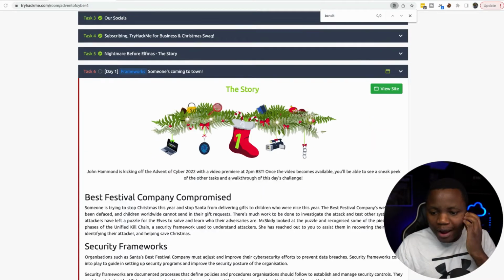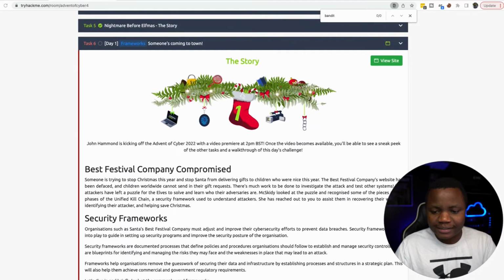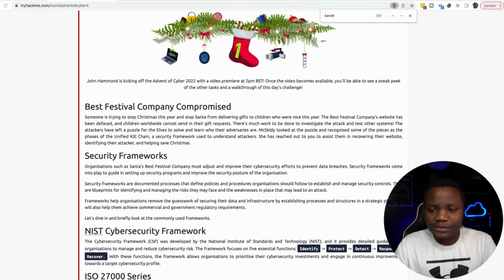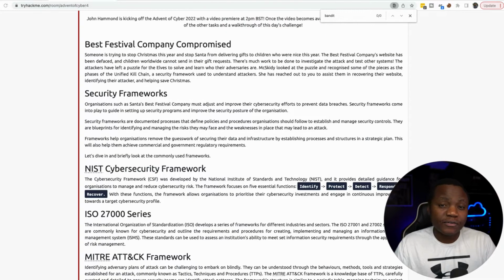Today is day one. We are given a story that says someone is trying to stop Christmas this year and stop Santa from delivering gifts to children this year. So we try to fix this problem where these people are trying to hack into our systems. And you're given some information here that you need to go and read about.